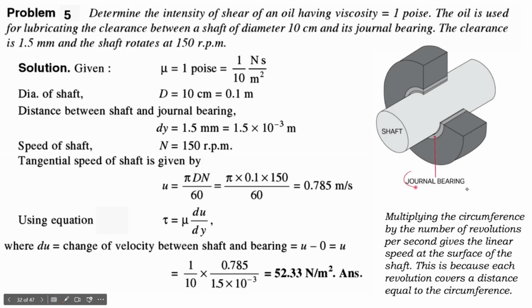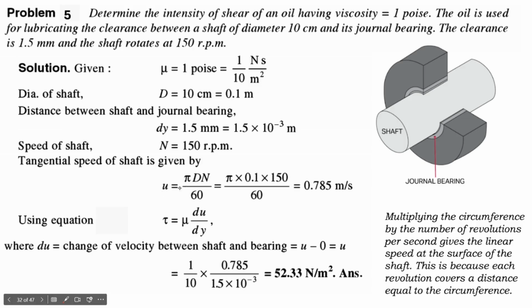So we know that this journal bearing is fixed. So that means it will have its velocity as 0, right? The journal bearing will have its velocity as 0, but the shaft will have a velocity, and that velocity should be tangential, right? You need to figure out the value of the tangential speed, okay? Because you want to put the value here, and as this is tangential stress, you need the value of the tangential speed.